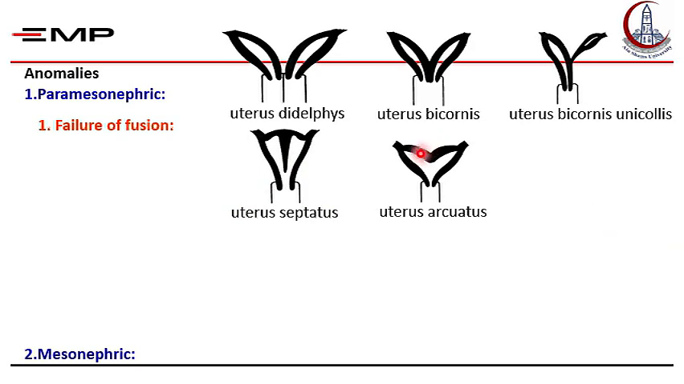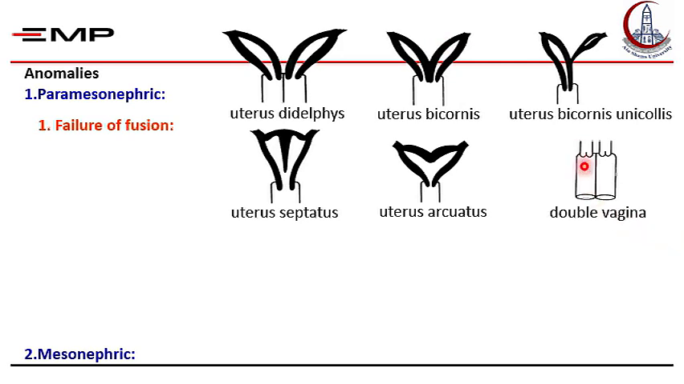Sometimes there is just a depression at the region of the fundus. It's called uterus arcuatus. Of course, all of these anomalies interfere with pregnancy, but sometimes pregnancy occurs. I've heard about pregnancy occurring in uterus bicornis, and strangely, this lady gave birth to twins.